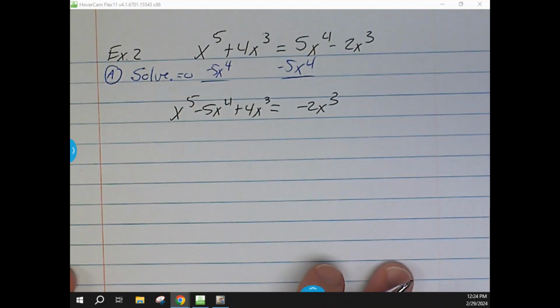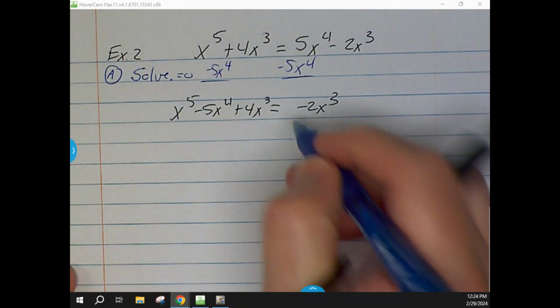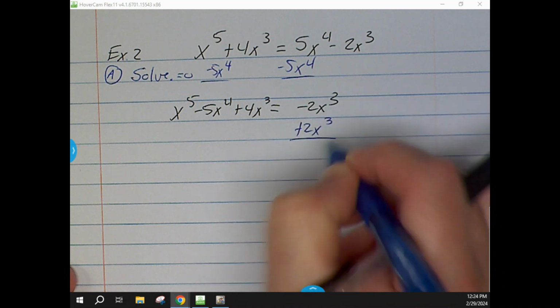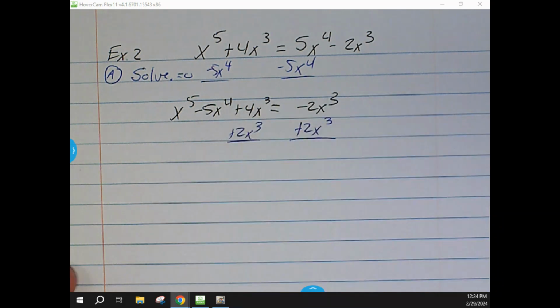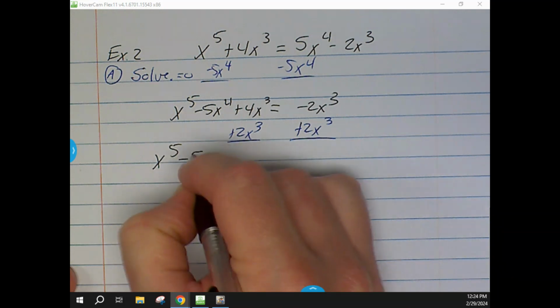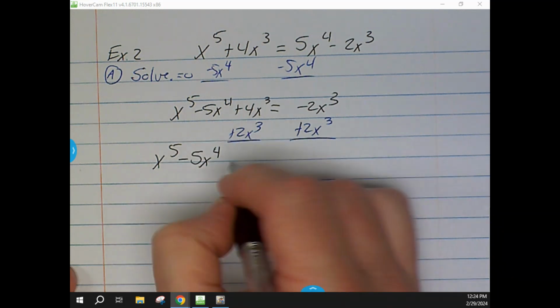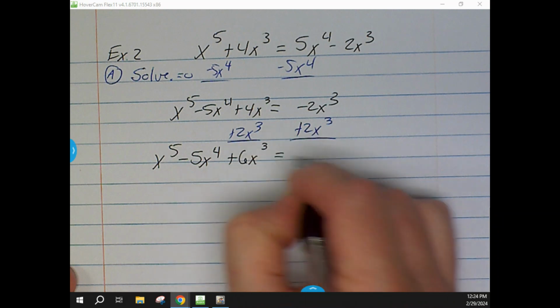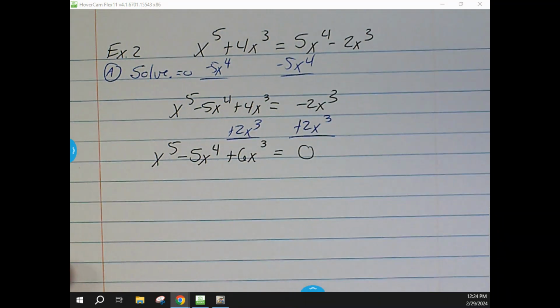Okay, and then we're going to go plus 2. So that's gone. Now we've got x to the 5th minus 5x to the 4th plus 6x to the 3rd equals 0. Okay, so in these problems, if they ask you to solve it, if it's not equal to 0, you got to rearrange it so it does equal 0.